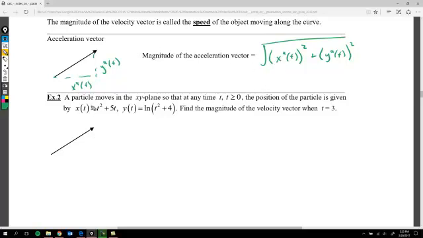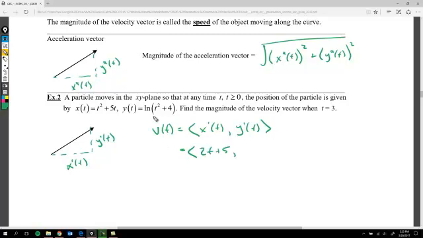They give us a particle, and the position is as such. They want us to find the magnitude of the velocity vector when t equals 3. I do not have the velocity, I have the position. So I need to figure out my x prime of t and my y prime of t so I can put some perspective on this. First I have to find my velocity vector, which is going to be the derivative here. My derivative here is going to be 2t plus 5. For this one, you take the derivative of the inside, put that on top, and then divide by your inside.